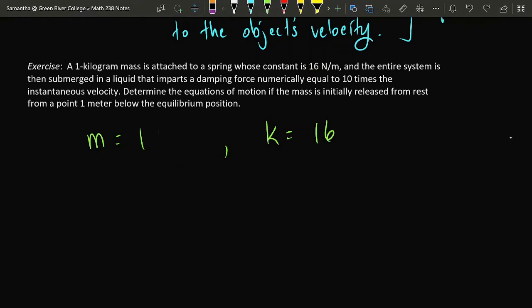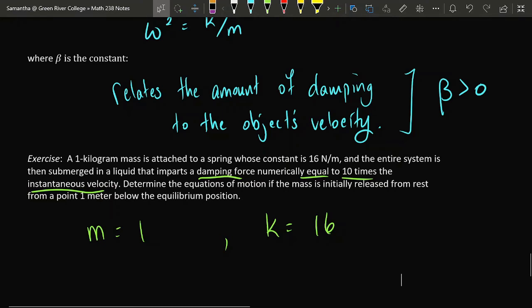The entire spring mass system is submerged in a liquid that imparts a damping force which is numerically equal to 10 times the velocity. What this sentence is telling you is the value of beta. The damping force in magnitude is equal to 10 times the velocity, so that means that we're going to use a value of beta equals 10 in our differential equation.